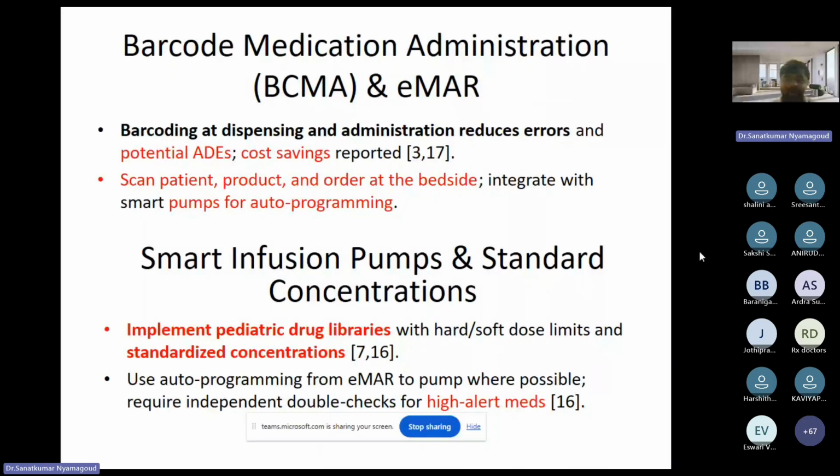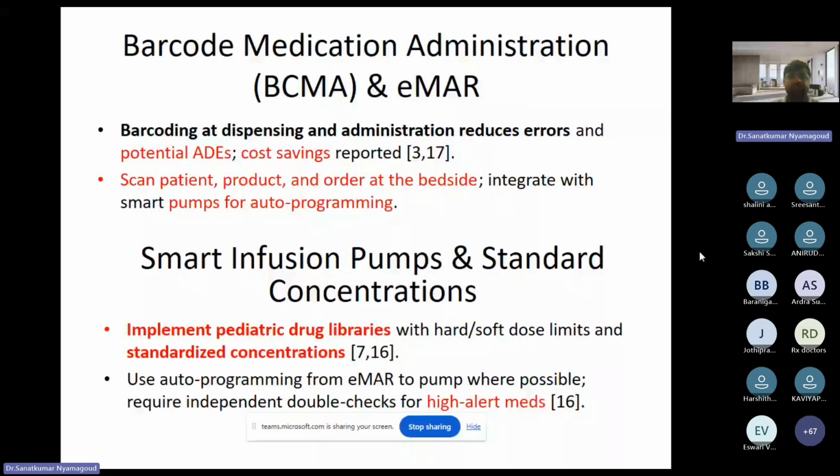You might be knowing pumps are available. Many pumps are available with multiple brands. So we should use those pumps, and we should initiate auto programming from them. Even if you calculate 6 drops per minute, you can set 6 drops per minute in a pump. It will only allow you to go for only 6 drops in your vein. So this is how auto programming can be done.